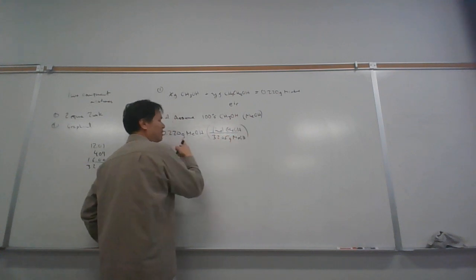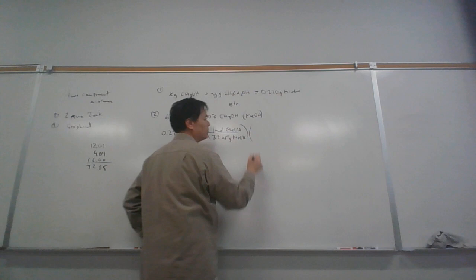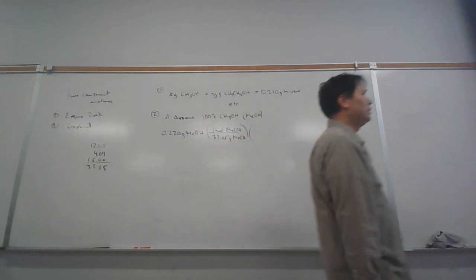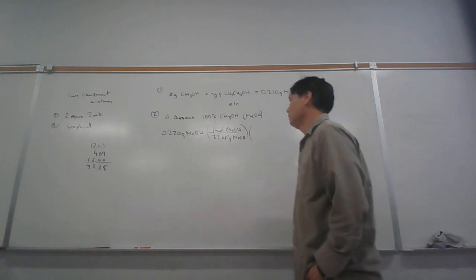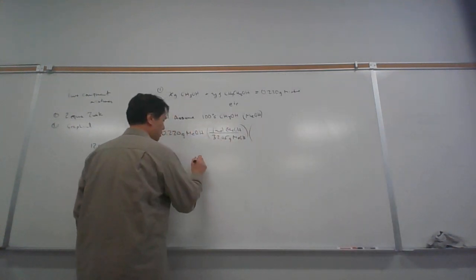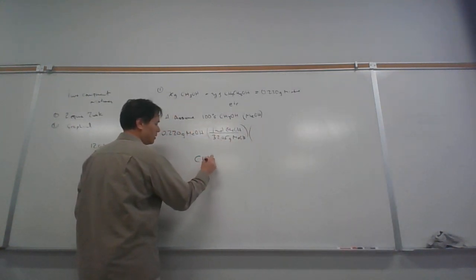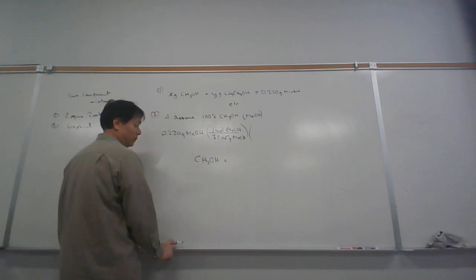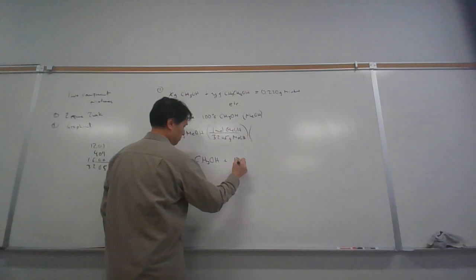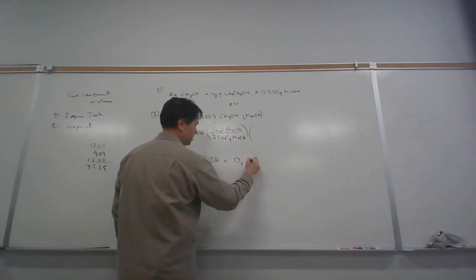So we go from grams of A to moles of A, moles of A to moles of B. Now to go to moles of B, we need the balanced chemical equation. And so we'll have to figure out the balanced chemical equation. So I'm going to write it out, CH3OH. This is combustion, so what are we reacting with? And then what are we going to produce?